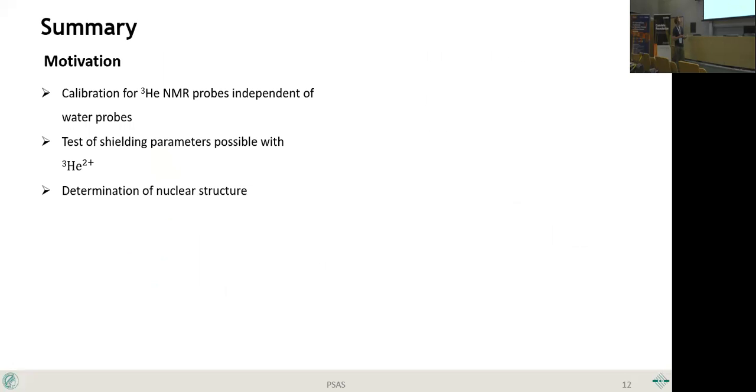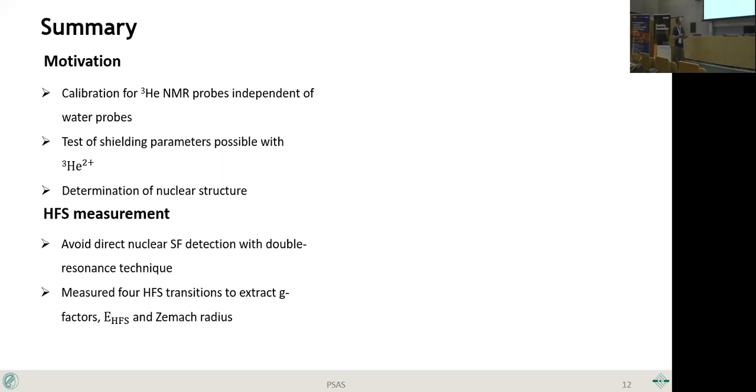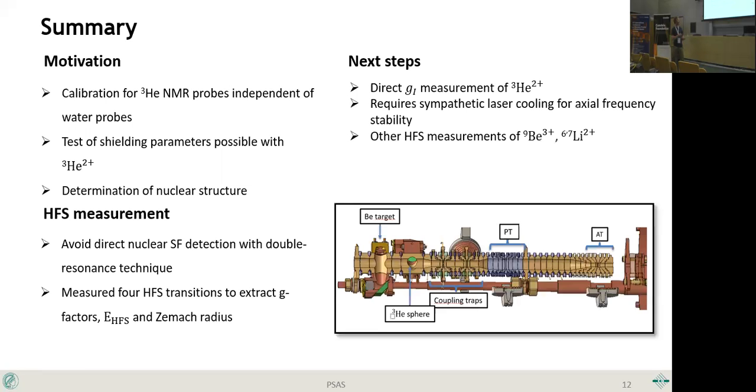Okay, to summarize, the motivation essentially was to measure the nucleus g factor to calibrate NMR probes. And the test of the shielding parameters will be possible if we measure 3 helium 2+, which is still on our agenda. We can determine some nuclear structure from our result. We avoided the direct nuclear detection by mapping it to the electron spin state. We measured these four transitions to extract the g factors.